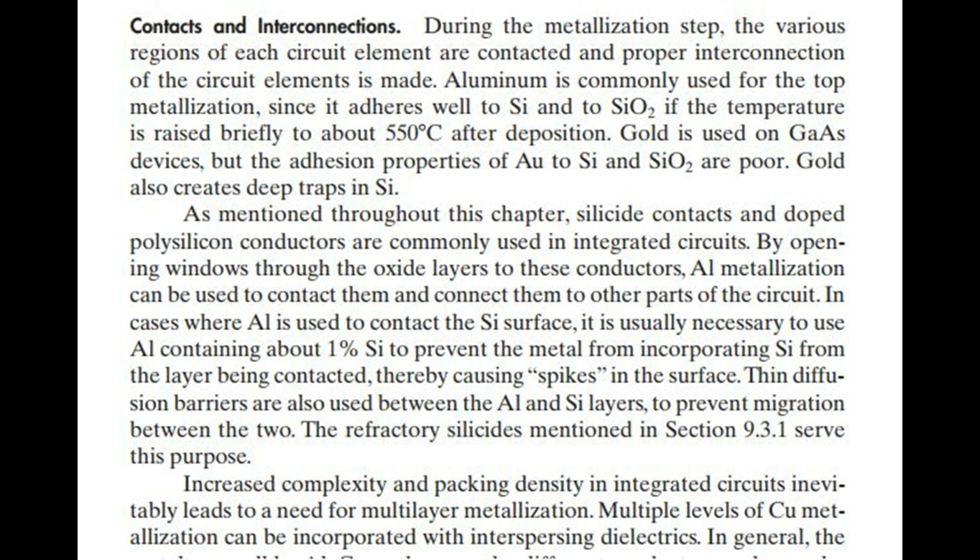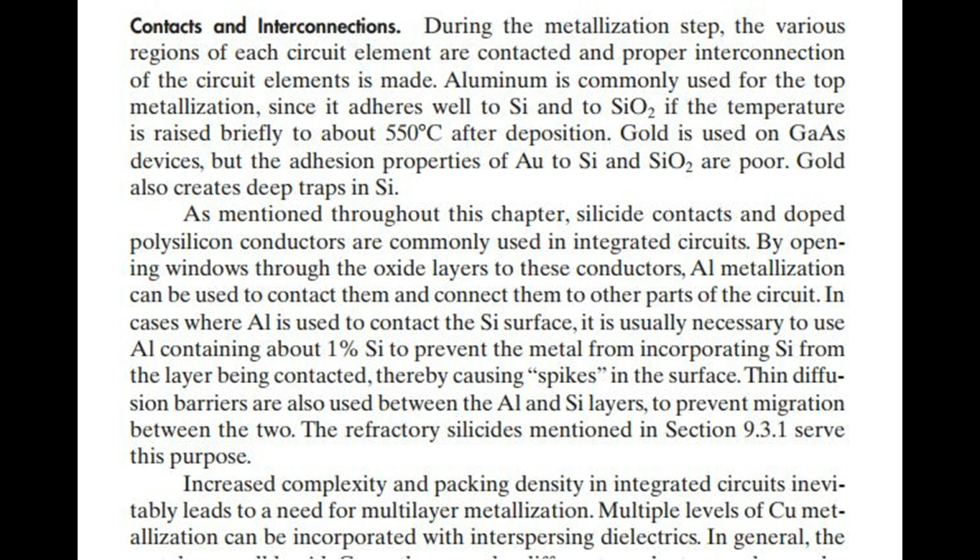In cases where aluminum is used to contact the silicon surface, it is usually necessary to use aluminum containing about 1% silicon to prevent the metal from incorporating silicon from the layer being contacted, thereby causing spikes in the surface. Thin diffusion barriers are also used between the aluminum and silicon layers, to prevent migration between the two. The refractory silicides mentioned in section 9.3.1 serve this purpose.